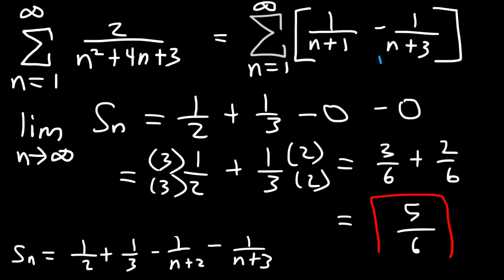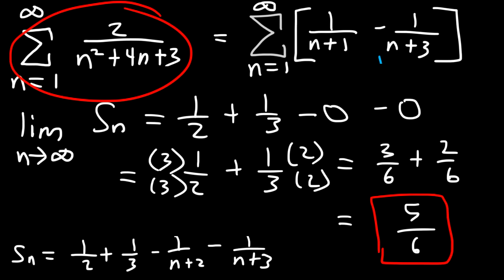And since we have a finite sum, we could say that the original series converges. And so that's it. Hopefully this gave you a good understanding of how to find the sum of a telescoping series and how to tell if it's convergent or not.